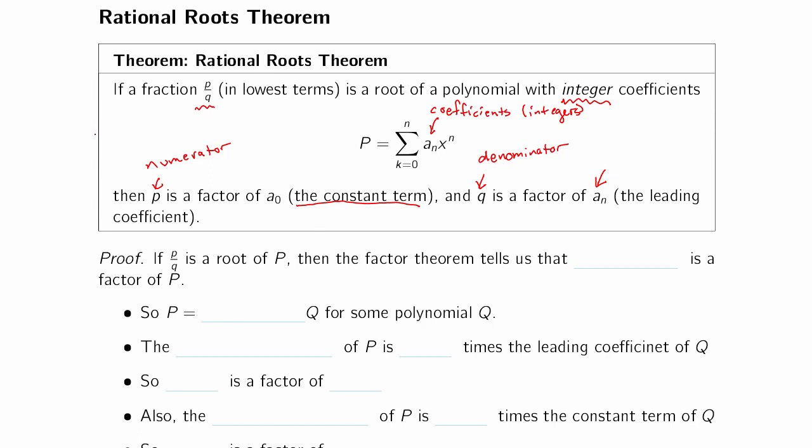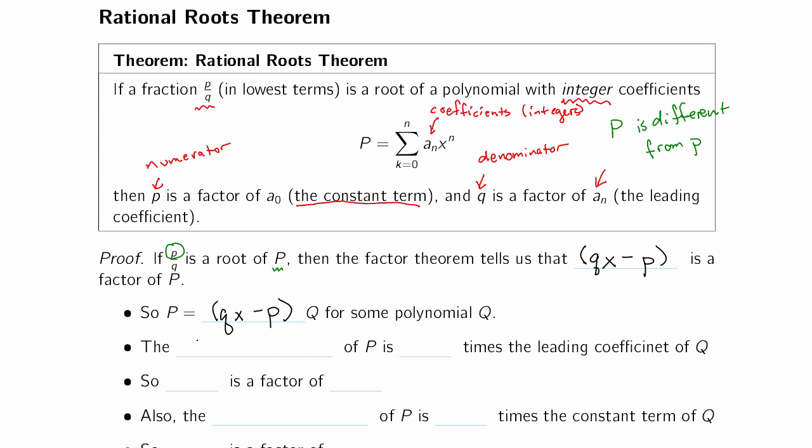Okay, here's why. If p over q is a root, then the factor theorem that we saw previously tells us that qx minus p is a factor of P. You might notice that we're doing that thing again, where we have a capital P and a lowercase p, and they mean something different. Again, capital and lowercase letters can represent different variables. It's a thing that happens all the time. So, qx minus p is a factor of the polynomial P. So that means qx minus p times some polynomial Q gives us P.